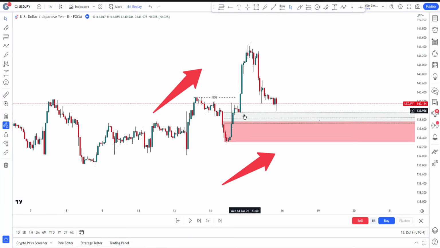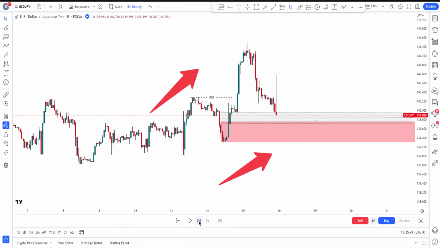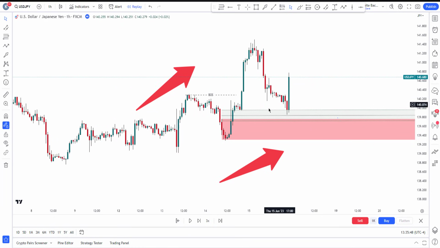You see, as price is coming to our fair value gap, we can see some kind of difficulty as price is coming down. Please don't skip this video. I want to show you something very powerful. You can see now, look at what happened. As price reached this fair value gap, we have this break of structure, lower low, another lower low here, and then this is a shift in market structure right here, right at that point. Shift in market structure.